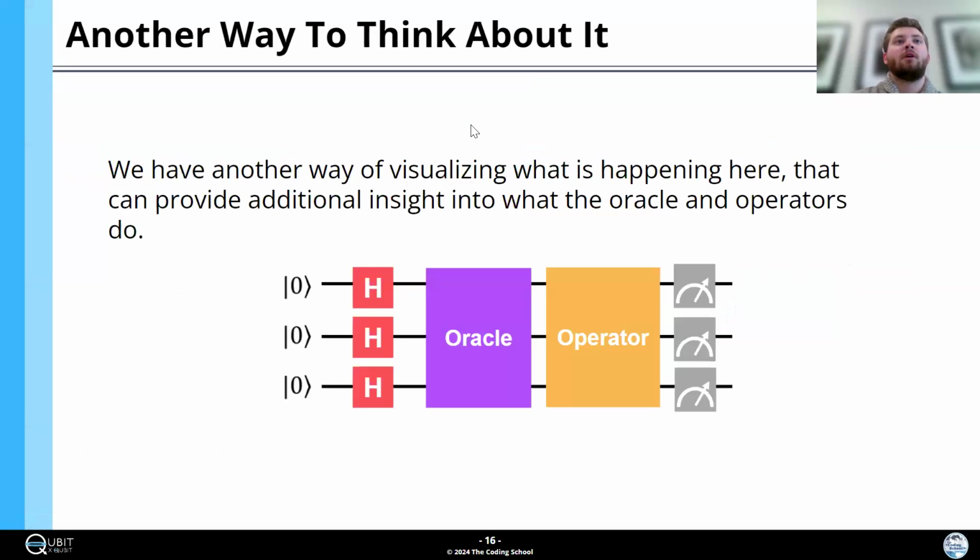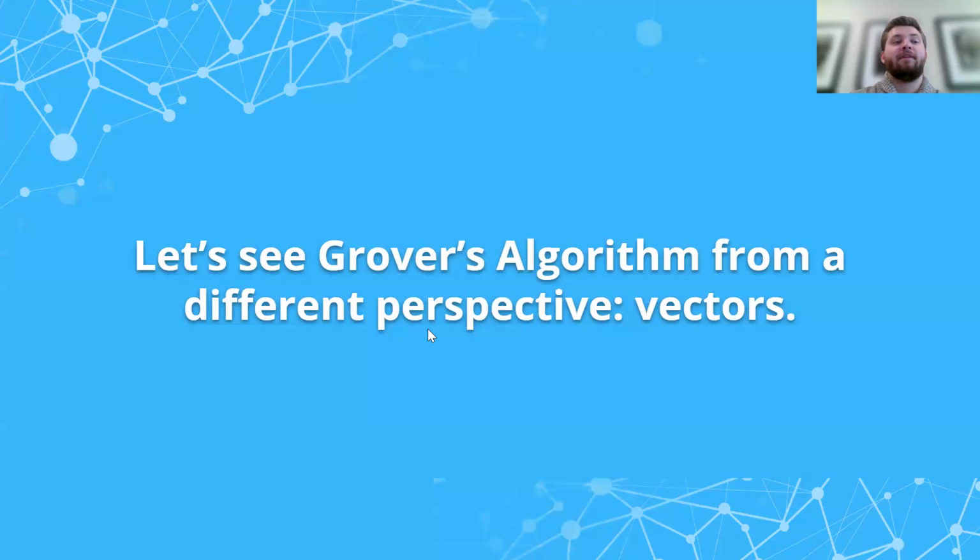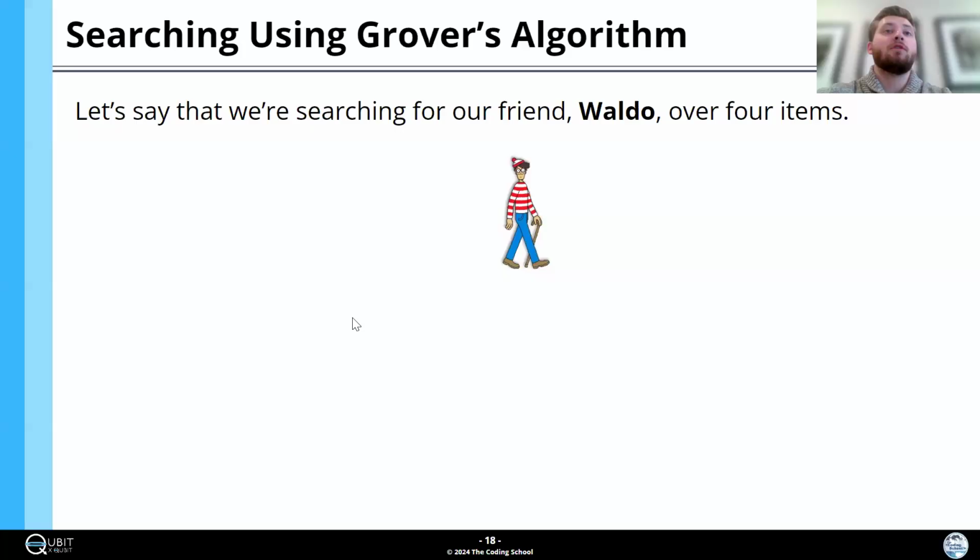Right. So let's think about it in another way. We have another way of visualizing what's happening here that can provide additional insight into what the oracle and diffusion operators do. That method is vectors. For those of you who are more mathematically inclined and want to see what the math looks like, this is for you. For those of you who understood it conceptually and are a little bit nervous about the math, that's okay. This is mostly supplemental, just to give you another way of looking at it. It's explaining the same thing that we just went over, but with the full math behind it.